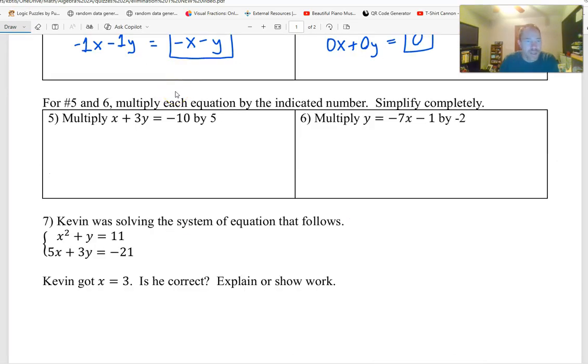All right, in the next section, I think I'm just going to do number 5 for time here, but our instructions say to multiply each equation by the indicated number, simplify completely.